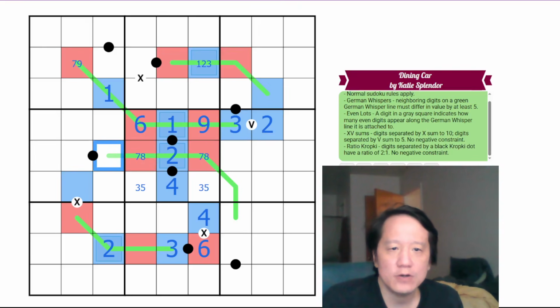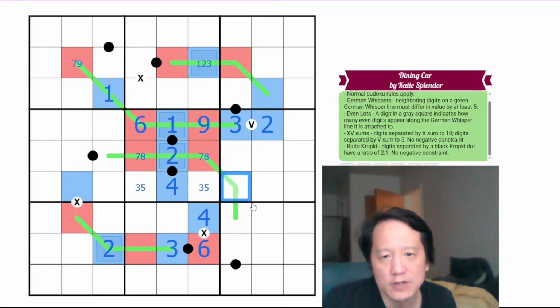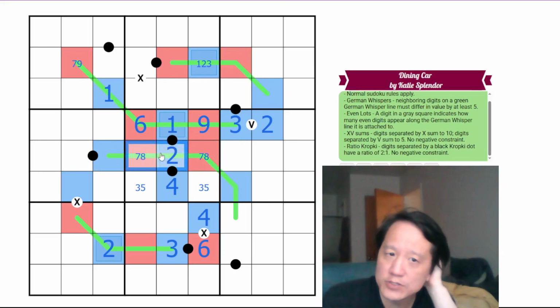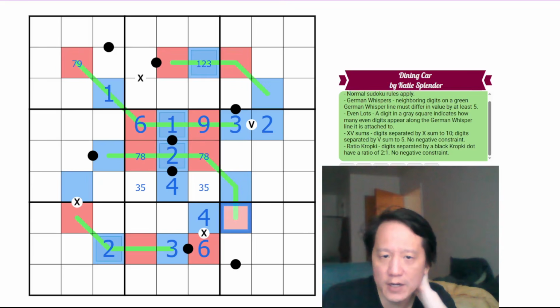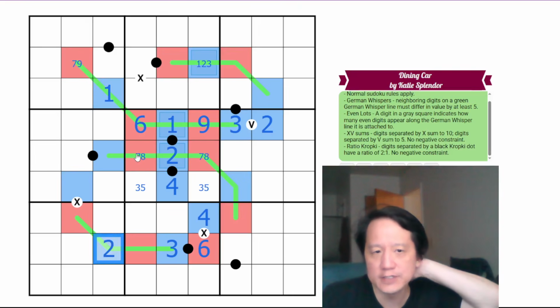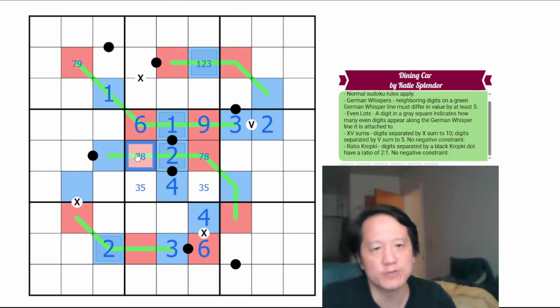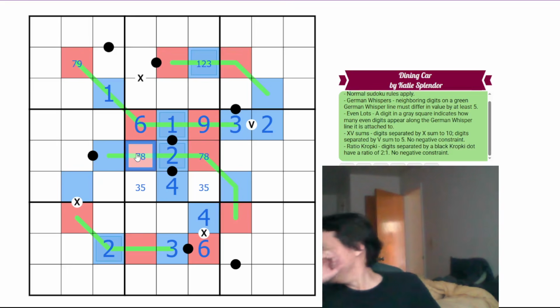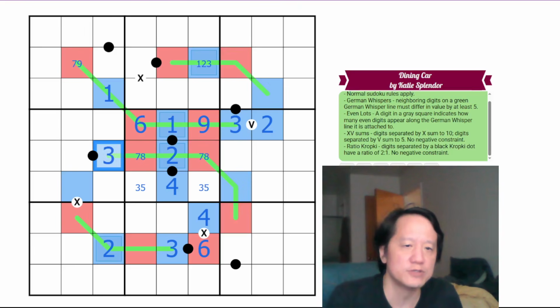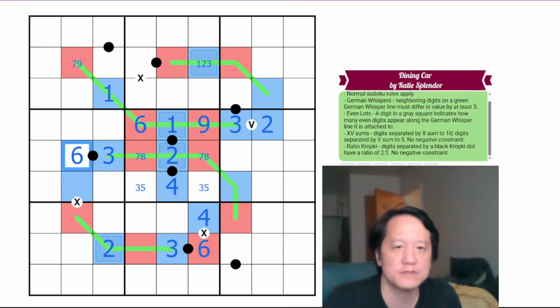This must be low. These two must be low because they're next to high digits, and therefore this must be high. This digit cannot be 1 or 2, and it's next to a 7 or 8 on a whisper 5 line. So it cannot be 4, which makes this a 3. So this is 3, this is 6.